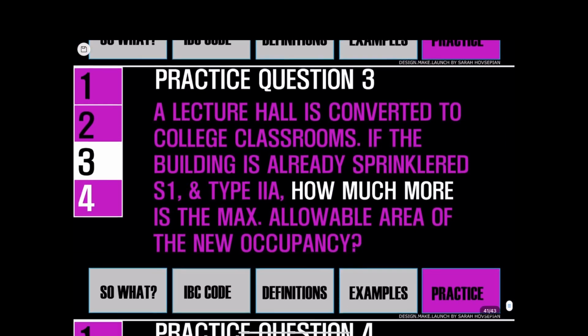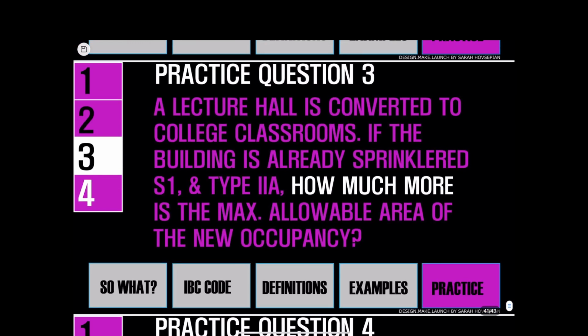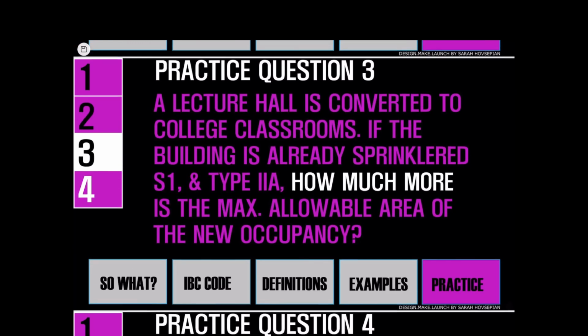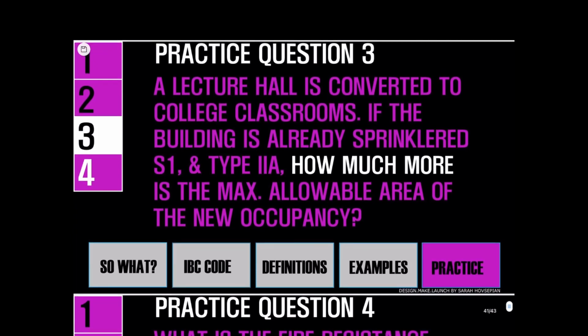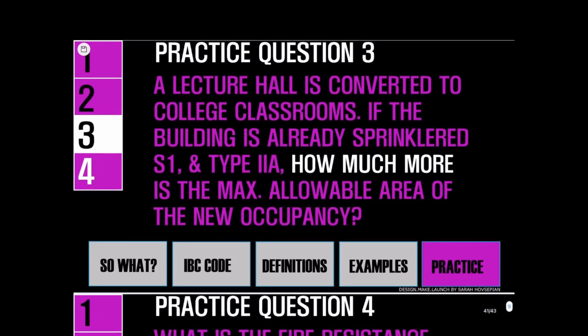Let's go to our next practice question. Those were a little easier. Those were helping you get comfortable navigating the code. Now let's see how these occupancy groups actually affect design factors for life safety and certain pieces of information about your building, like how large you can make your building, which is exactly this next question.